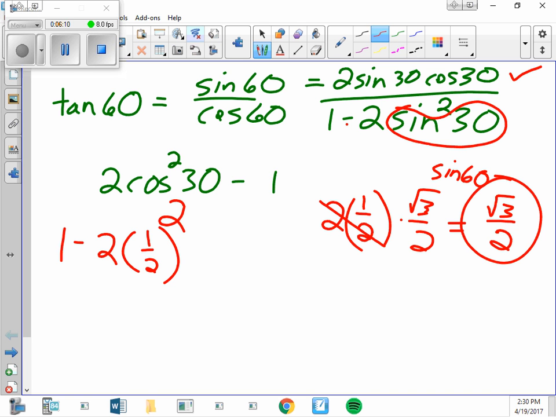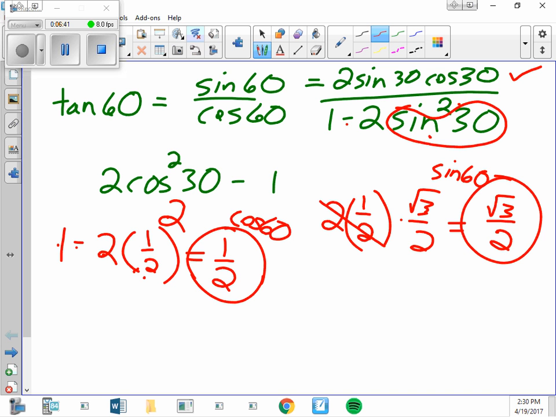So 1 minus 2, sine of 30 is 1/2, but I need to square it. So what is 1/2 squared? 1/4. What is 2 times 1/4? What is 1 minus 1/2? 1/2. So this equals 1/2. So this is the cosine of 60.